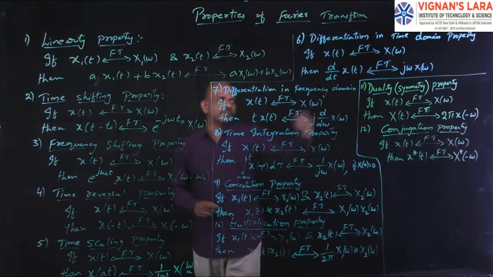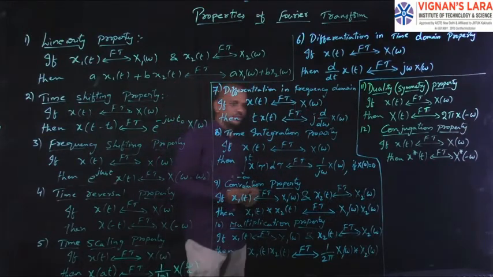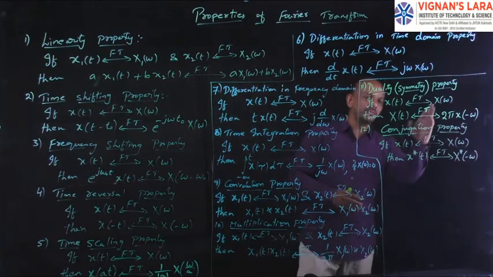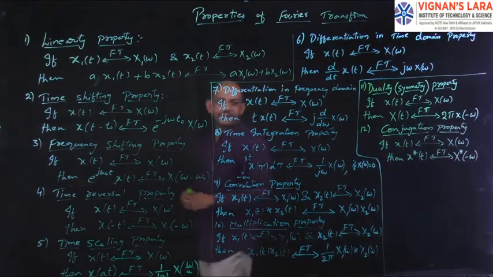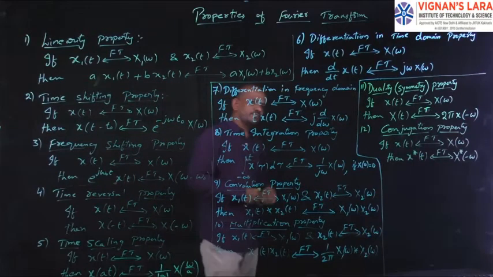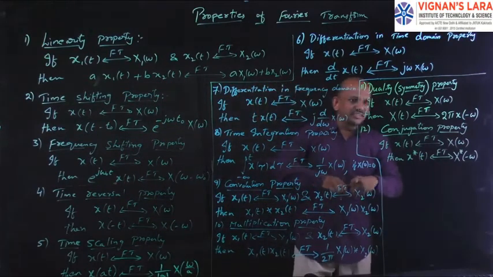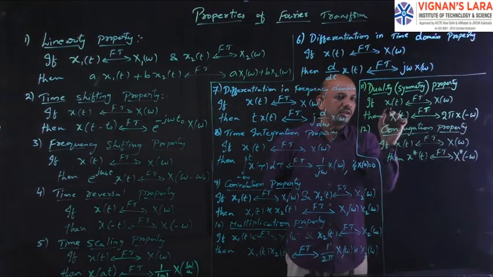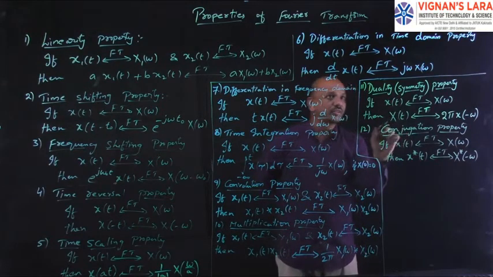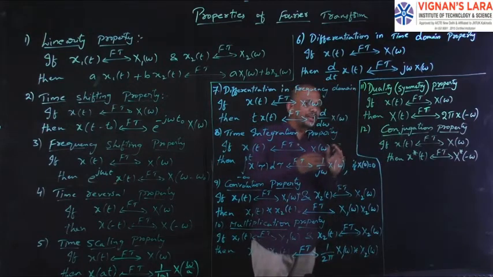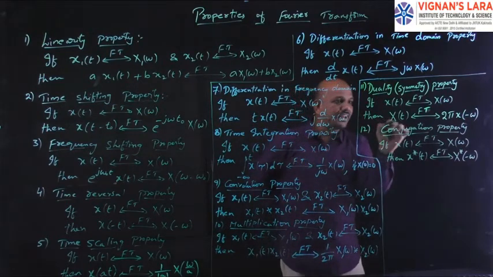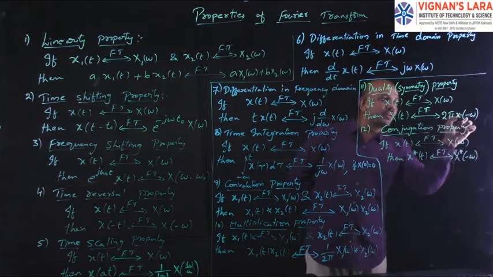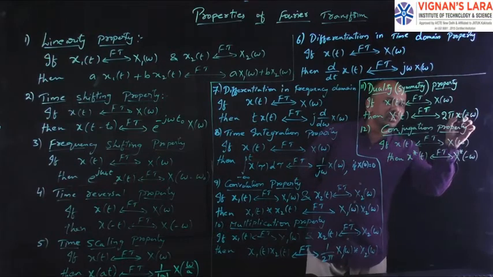The duality property is also called the symmetry property. For this I need only one signal, hence I have taken x of t having a Fourier transform X of omega. Then see here, capital X of t. This is small x of t, and this is capital X of t, because we are going for duality or symmetry. Hence I have written that capital X of t will have a Fourier transform 2 pi into small x of minus omega.